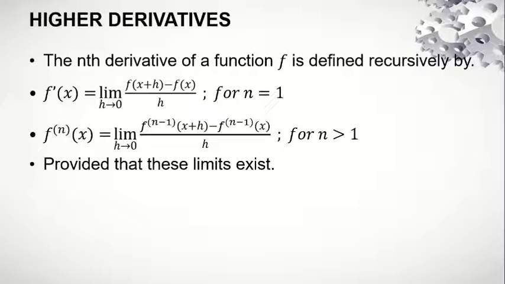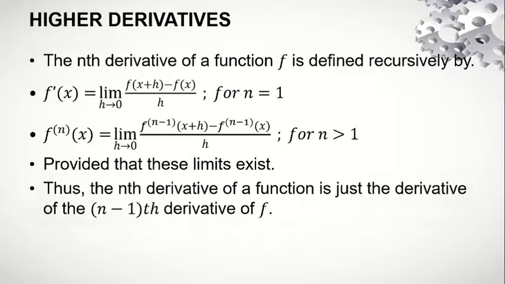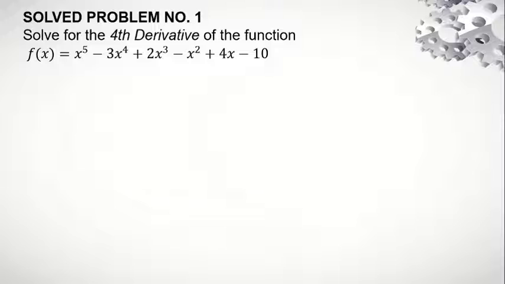Provided that these limits, of course, should exist, and not fail to exist. Thus, the nth derivative of a function is just the derivative of the (n minus 1)th derivative of f. Excuse me. Now, let us have some examples. Solve for the fourth derivative of a function. You can notice here. Now, let's proceed.